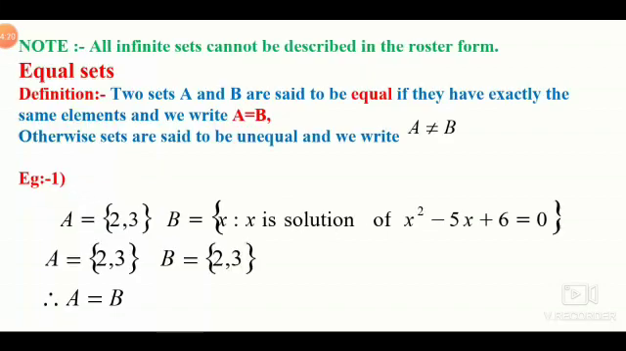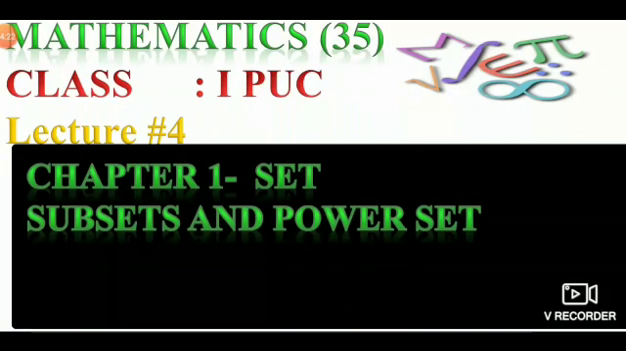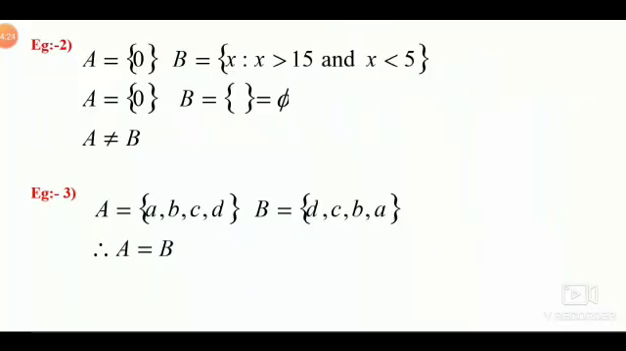Dear students, let me begin with one more example. Example number 3. A is a set containing the elements B, C and D. B is another set containing the elements D, C, B and A. If you observe the two sets, the elements of both the sets are the same, but they are different in order. As I told you in the first class, the elements can be written in a different order. In representing the sets, the order is not important.